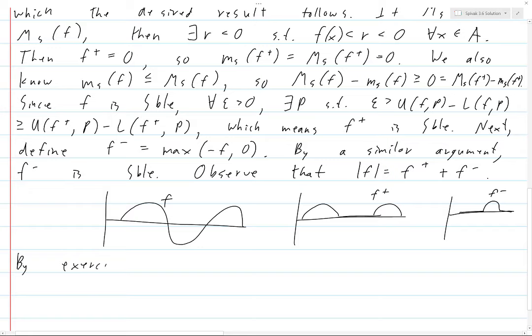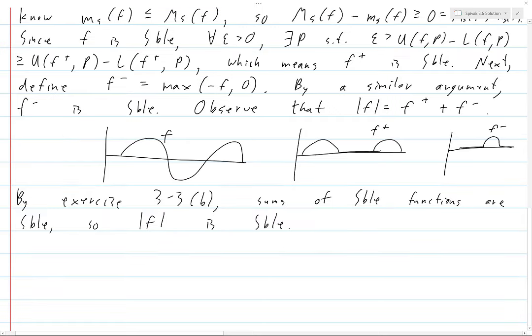By exercise 3-3b, sums of integrable functions are themselves integrable, so the absolute value of f is integrable. Alright? Because the absolute value of f is f plus f minus, and f plus is integrable, and f minus is integrable, so you sum them together and you get an integrable function.